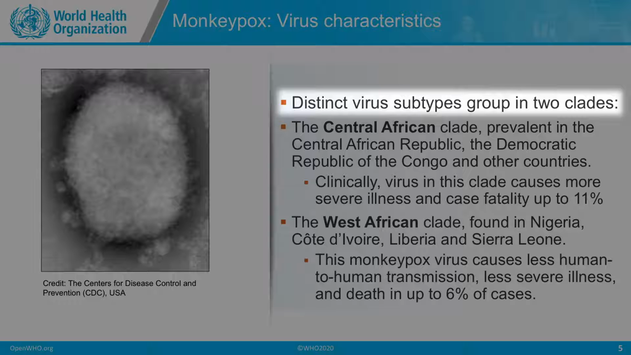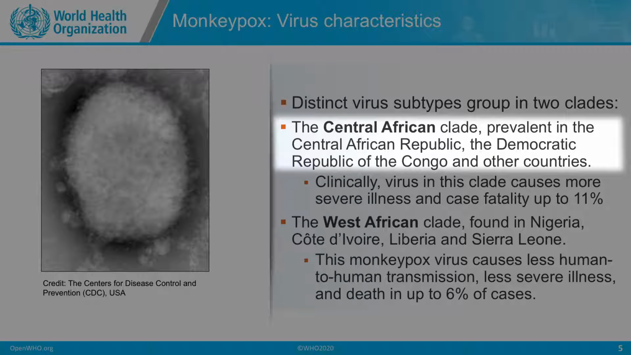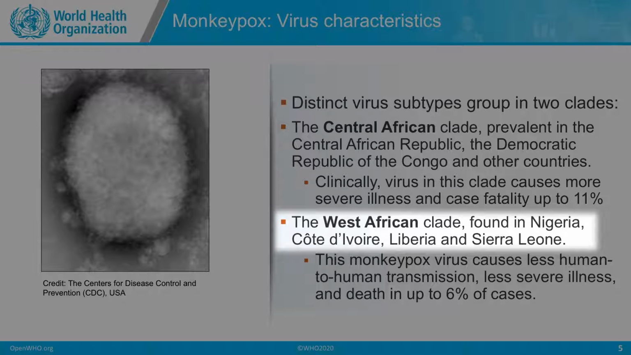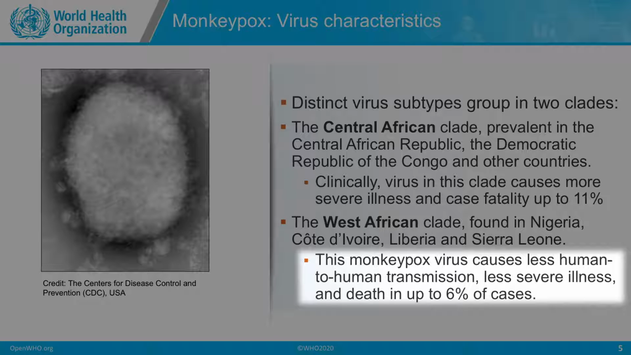There are two distinct genetic subtypes of monkeypox virus, the West African clade and the Central African clade. So the Central African clade of the virus is found in countries of Central Africa, for example, the Democratic Republic of the Congo, the Republic of Congo, Central African Republic, and others. Clinically, this virus causes more severe infection and is more transmissible. On the other hand, the West African clade of the virus is found in countries of West Africa, for example, Nigeria, Sierra Leone, and Liberia. This clade of the virus usually causes less severe illness and is less transmissible.